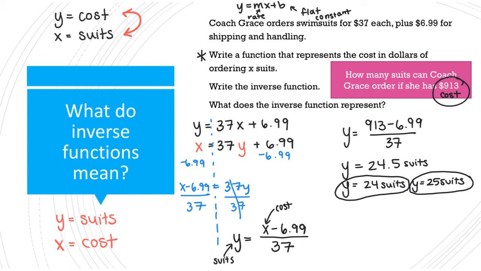So again, you could have done this same thing by plugging in 913 into your original equation, but the reason why inverse functions are so awesome is that if I change now my cost, maybe next year I'm buying another set of suits for my team, but now I only have $800 to spend. Instead of having to plug it in and resolve, now I could use this new inverse equation and find the number of suits. So inverse functions can be really beneficial, especially when you're doing something multiple times.